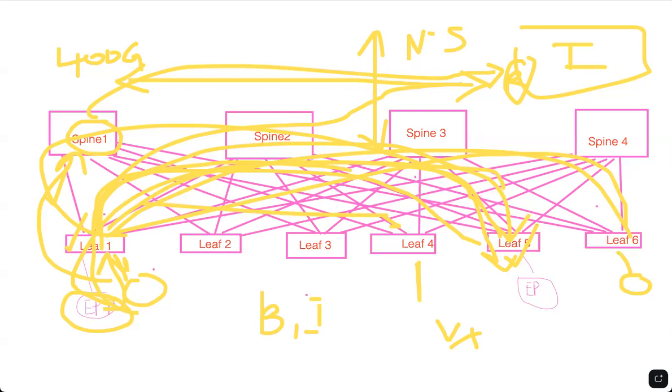It's actually a 2-tier architecture, right? We'll use it in the 2-tier architecture. My question is, why is spine and leaf architecture used?